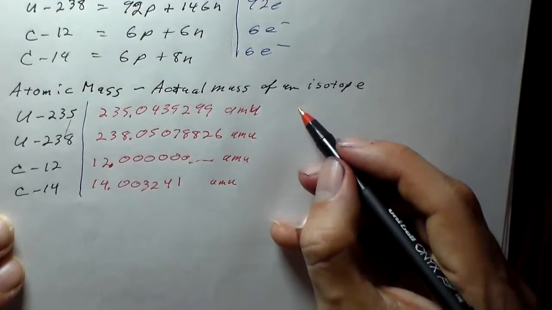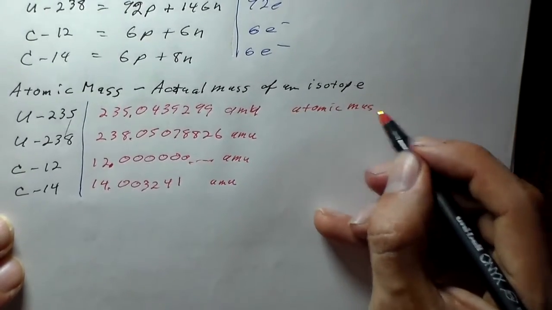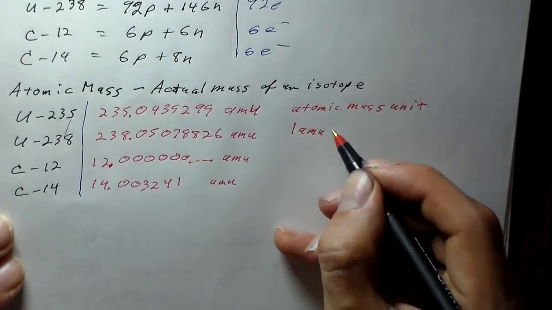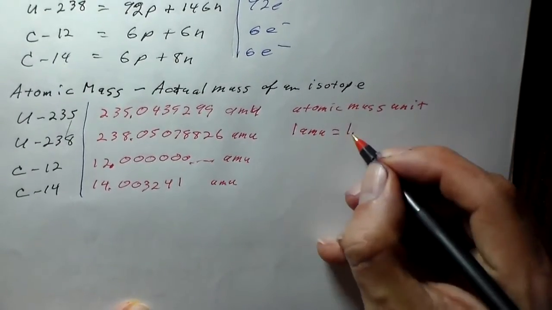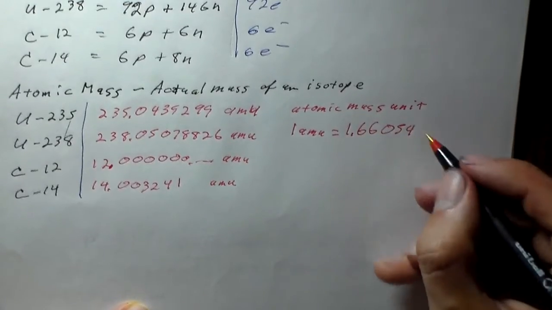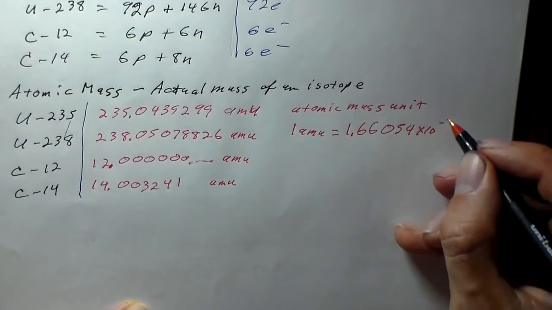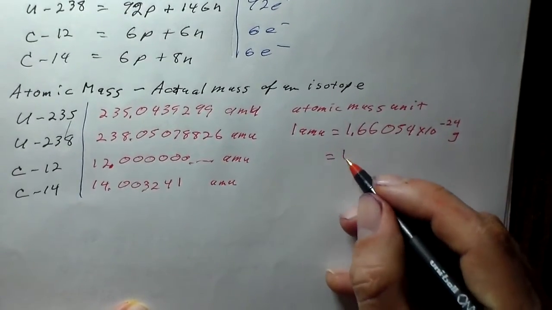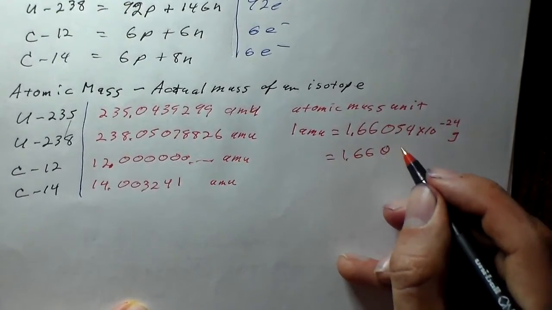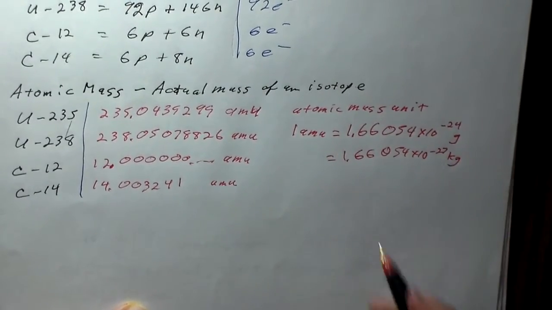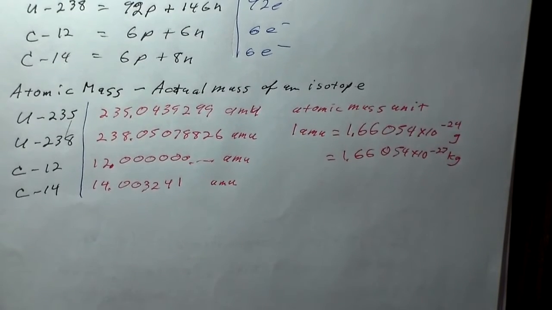So the AMU is the atomic mass unit, and 1 AMU is equal to 1.66054, and so on, times 10 to the minus 24 grams, or sometimes you could also write this as 1.66054 times 10 to the minus 27 kilograms. Okay, so that's just the atomic mass units for these.